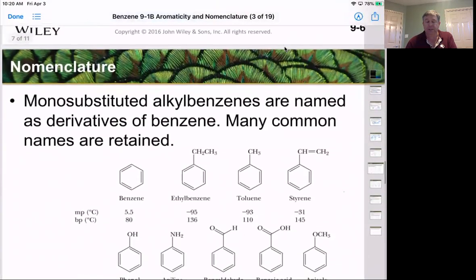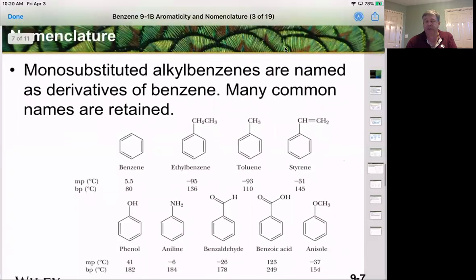Okay, so let's get into some of the nomenclature here. So obviously, if it's by itself, it's benzene. It's not cyclohexatriene. We have a common name for it, benzene, right here. And because it reacts differently, it doesn't act as cyclohexatriene, okay? So there are some common names for it, and there are some regular systematic names for it.